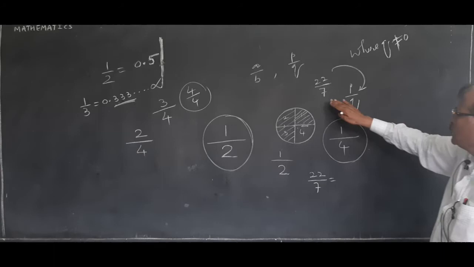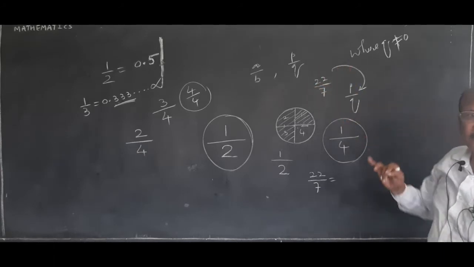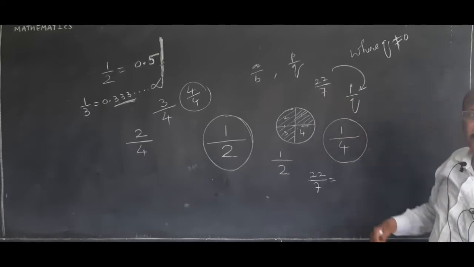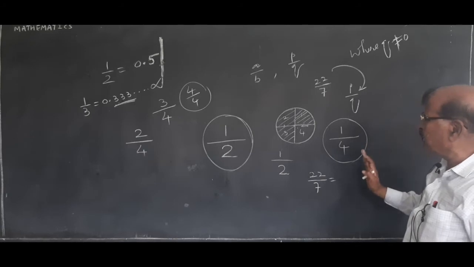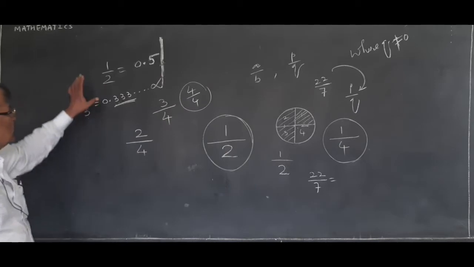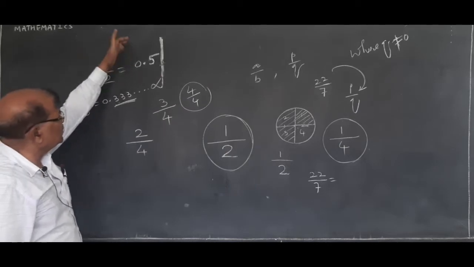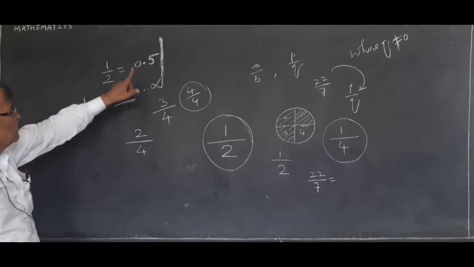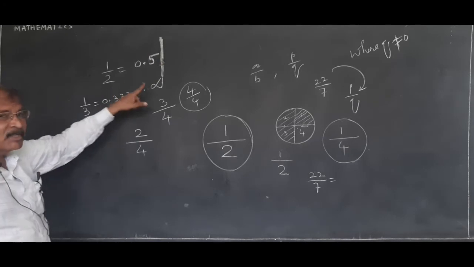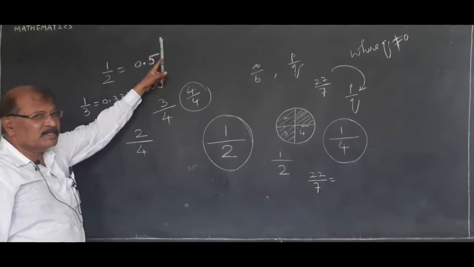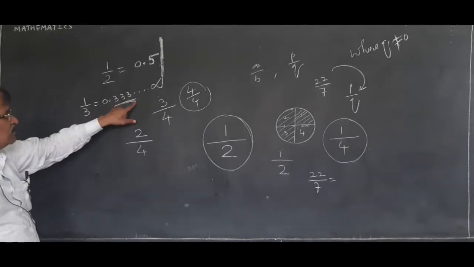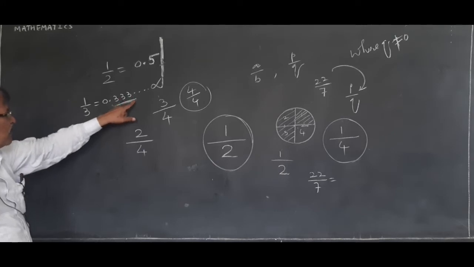But 22 by 7 is a fraction, but it is not a rational number. It is an irrational number. So we should prefer to take the definition in terms of decimal notation. A rational number is a decimal number which is either terminated or non-terminated. Here the decimal must be recurring. There must be some pattern.